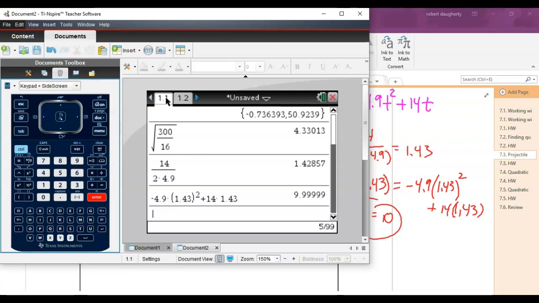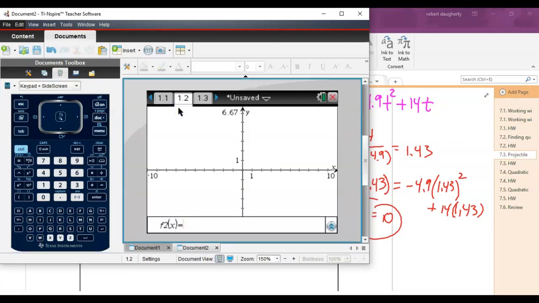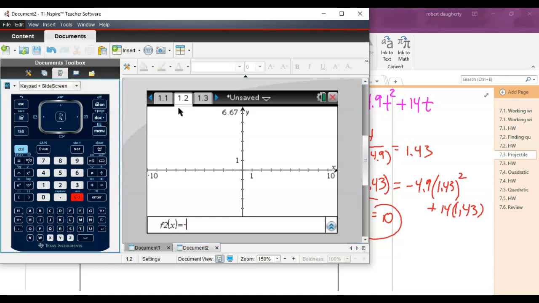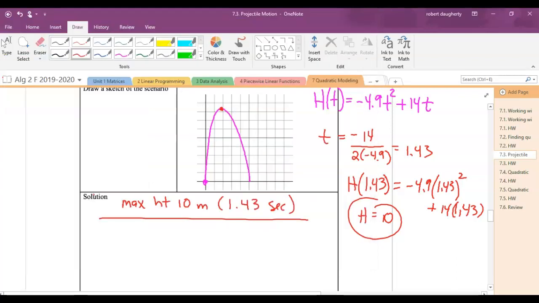The graph is just control document, add a graph. Your graphs, you can't put t's or anything, it's always x's. So I'm going to have to write this as negative 4.9 x squared plus 14x, right? Okay, and that's the graph, and then you have to adjust the window to get that setting. Okay, so I think graphically finding the vertex is a little bit less work than manually doing it, okay? Because there's some arithmetic that happens in that scenario.